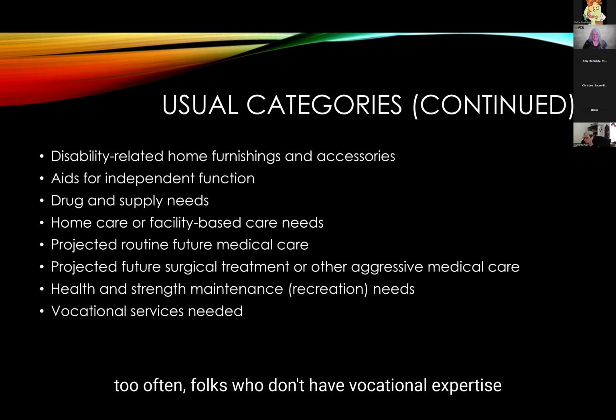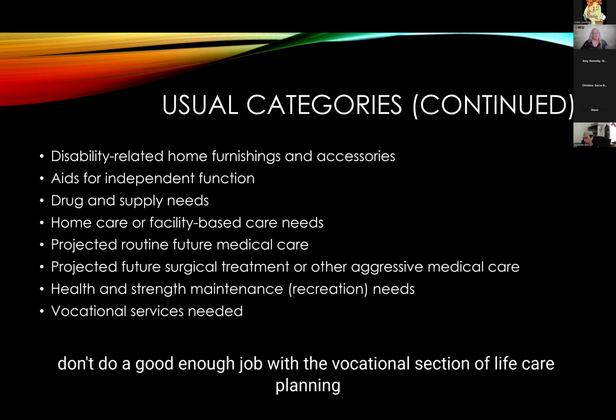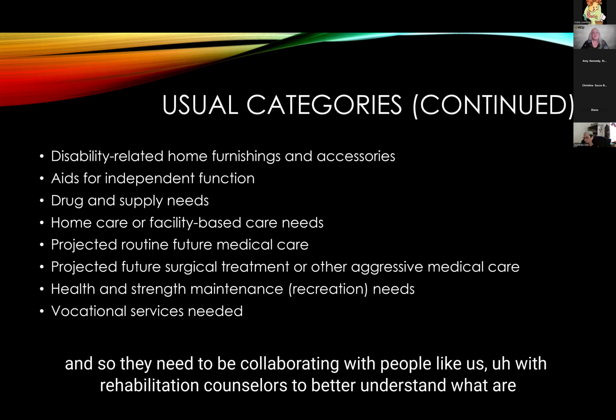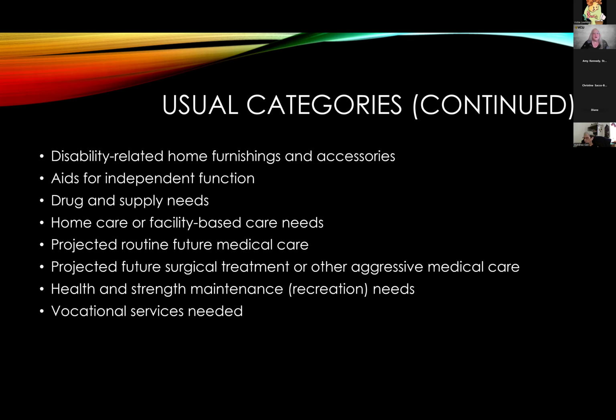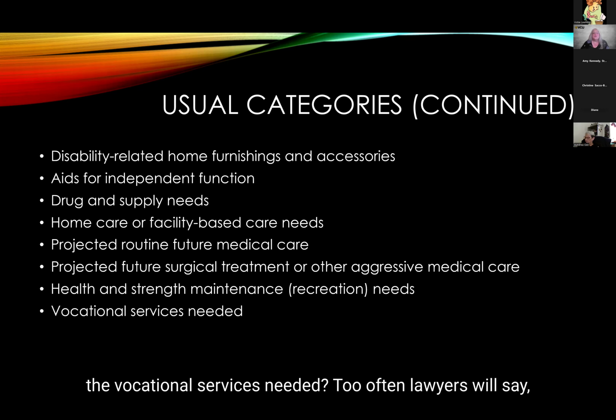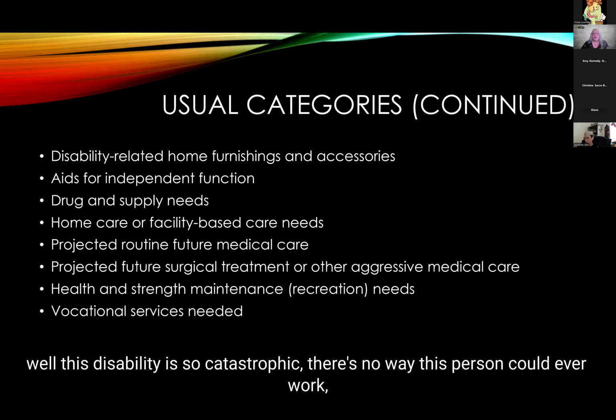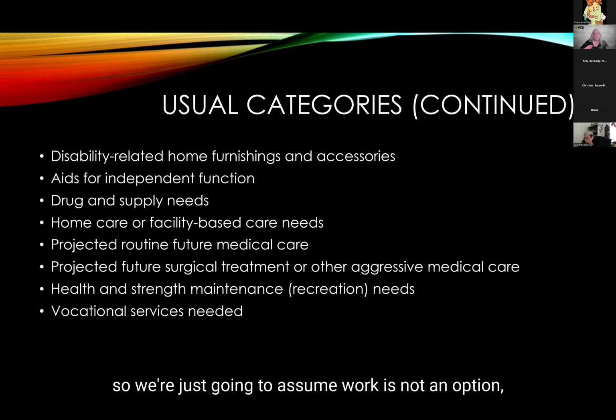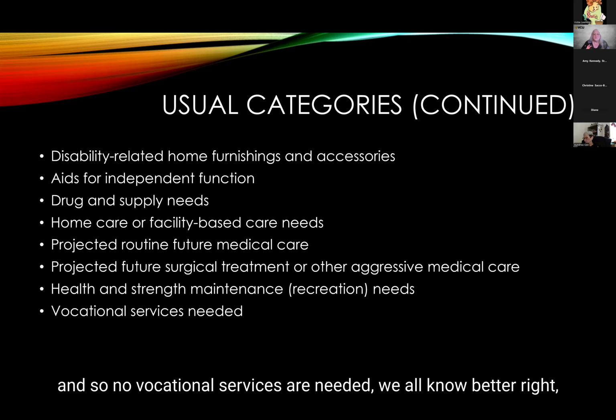Too often, folks who don't have vocational expertise don't do a good enough job with the vocational section of life care planning. And so they need to be collaborating with people like us, with rehabilitation counselors, to better understand what are the vocational services needed. Too often, lawyers will say, well, this disability is so catastrophic, there's no way this person could ever work. So we're just going to assume work is not an option. And so no vocational services are needed. We all know better, right?